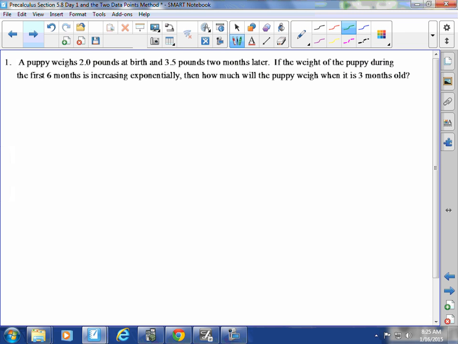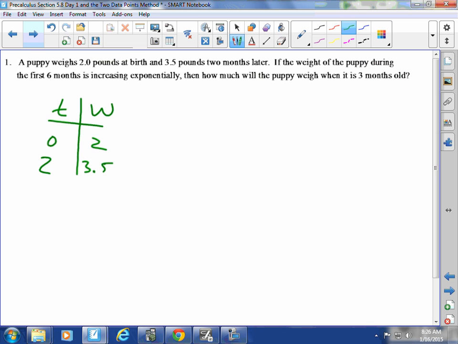A puppy weighs 2 pounds at birth and 3.5 pounds 2 months later. If the weight of the puppy during the first 6 months is increasing exponentially, how much will the puppy weigh when it's 3 months old? If I'm going to answer this question, what I need to do is hunt down the 2 data points that are given. So we'll say, all right, I've got a time and a weight. What are the 2 data points they gave me? 0, 2, and 2 months later, yep, 3.5 pounds.